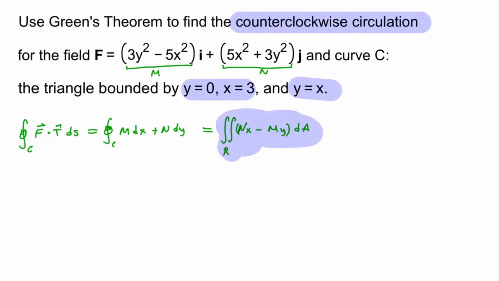So let's go ahead and compute our partial derivatives. For n sub x, I'm going to take the partial of n, which is this right here, with respect to x. So this is a constant. We're only going to differentiate that. So 5x squared, when you take the derivative, you'll get 10x. Then the partial of m with respect to y. So I'm going to take the partial derivative of m, that's this right here, with respect to y. So this is a constant. We're only differentiating this. That will be 6y.